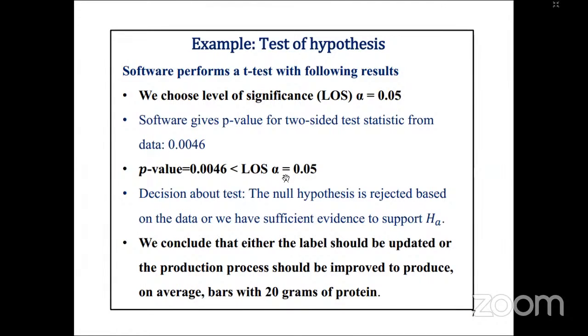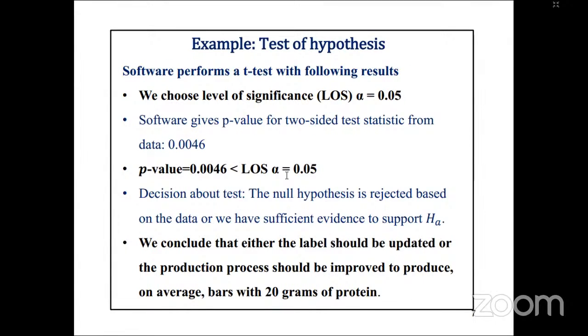So whoever is performing the t-test is going to decide the level of significance, which indicates a kind of assurance or error. So software will do some calculations based on the data that is provided, and a non-statistician should look at the p-value given by the software. So here the p-value is 0.0046.